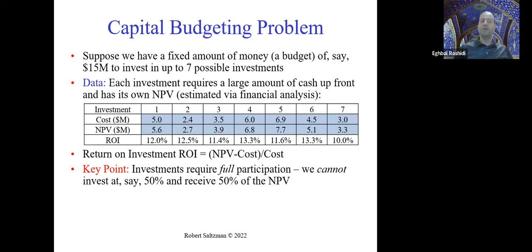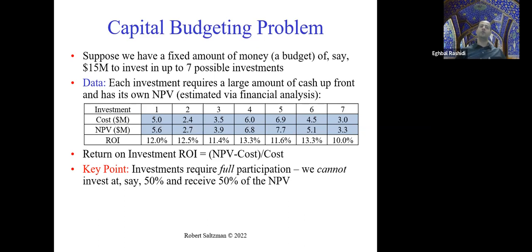The key condition here is that this is an integer or binary variables model, and that means that you can invest in an investment or you just don't. That means that you cannot, for example, invest 50%, or 40%, or 60%. That means that you cannot invest fractionally. You either invest or you don't.